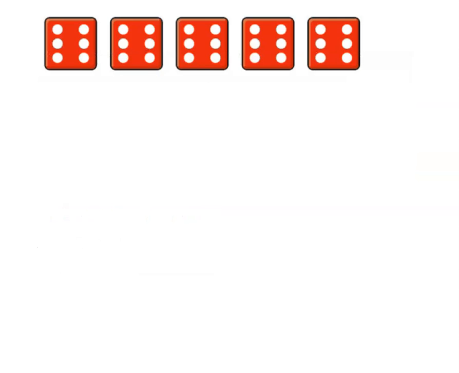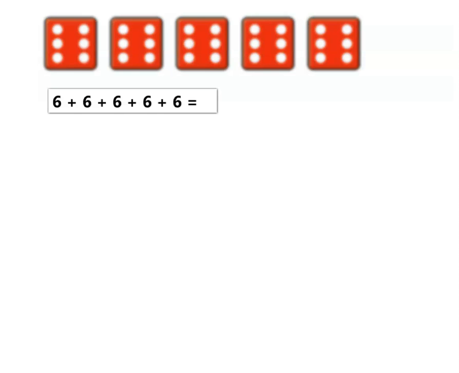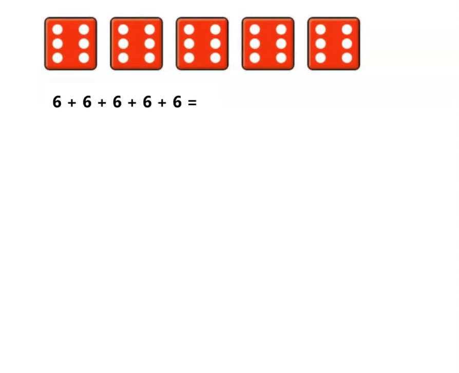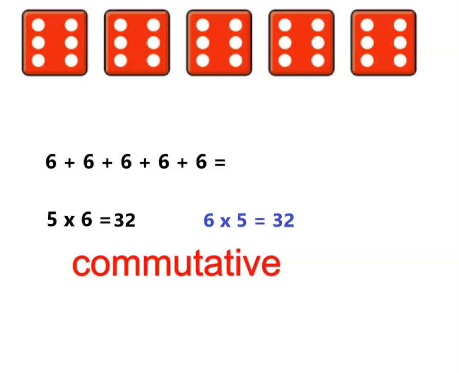Look at this picture. What do you see? I can see 5 dice, and each of the dice has 6 on it. There are 5 equal groups of 6. The repeated addition is equal to saying 5 groups of 6. We write this as 5 times 6, and that is equal to 32, or indeed as 6 times 5, and that is equal to 32. We can see that both of these calculations give us a product of 32. Multiplication is commutative, and that means that the numbers can be multiplied in either order.